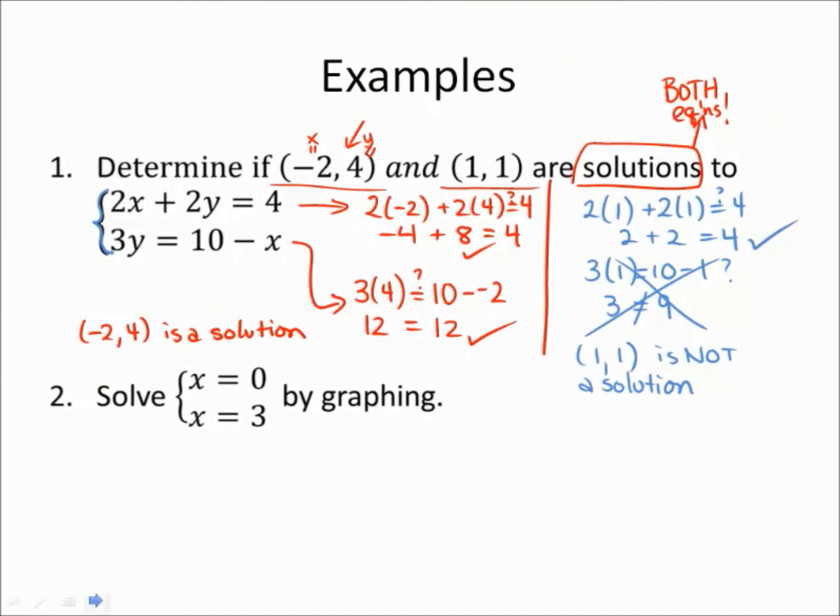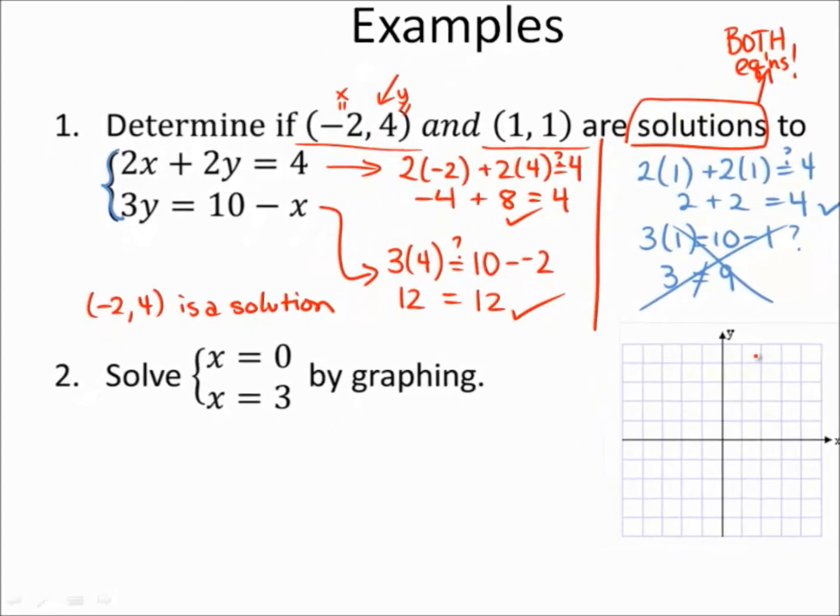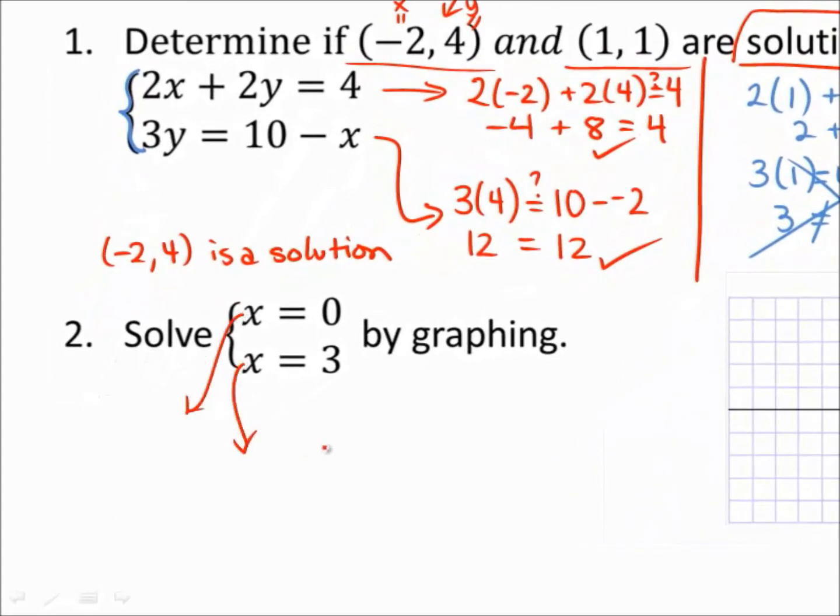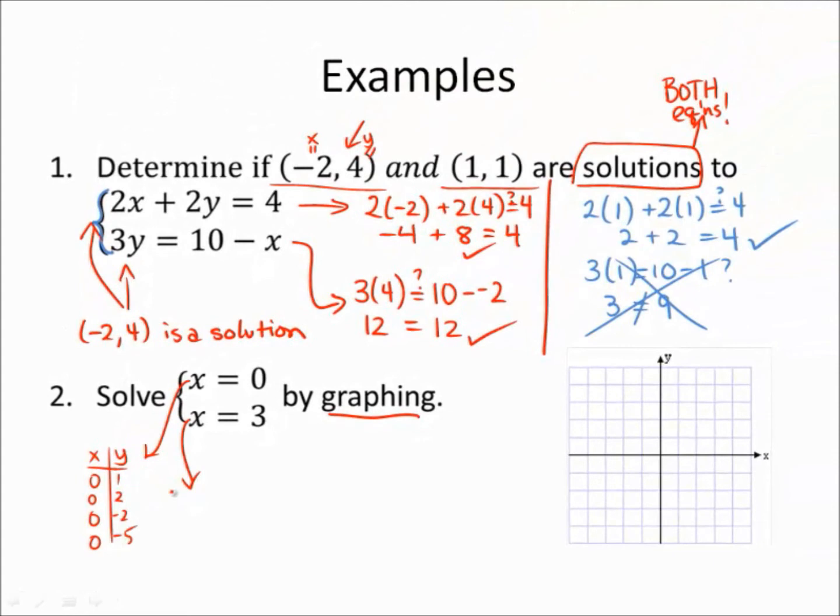Solve this next example by graphing. Let's take a look at how to graph each one. When you solve by graphing, you're basically graphing both lines and seeing where they intersect, because the intersection points are the points that are common to both equations. Alright, how do we graph x equals 0? Well, that's an equation with every single x value being 0, and y values can be anything, which actually gives us the y-axis.